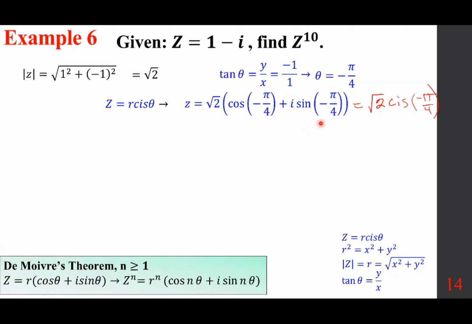Now, we're going to raise to the power of 10. We're going to raise this to the power of 10, and we're going to multiply this one by 10, right? So z to the power of 10, we are going to raise r to the power of 10, and we're going to multiply the argument of cosine and sine by 10.